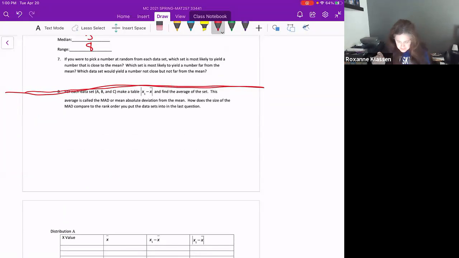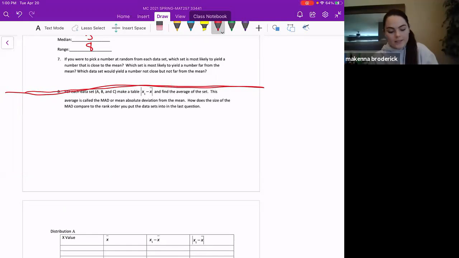So now when you were answering question 7, if you were going to pick a number at random from each data set, which set will most likely yield a number that's close to the mean, in this case 5, right? And then which set would be the furthest from the mean, and then which one would give you a number that's not far and not close? What do you think on that?